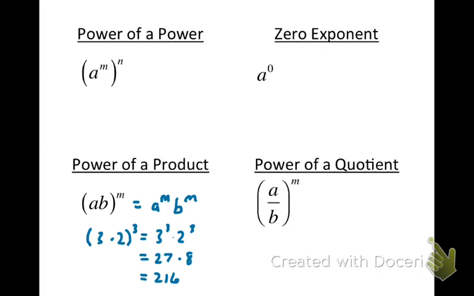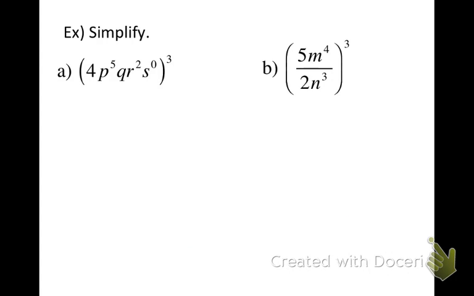Okay, then there's the power of a quotient property, which is very similar to the last property that we just did. Anytime you have a quotient and you're trying to raise that quotient to a power, you can raise the numerator of that quotient and the denominator of that quotient to that power separately. Excellent. Let's see some examples. And I'm going to try to work in as many of those properties as I can in just a couple of examples.